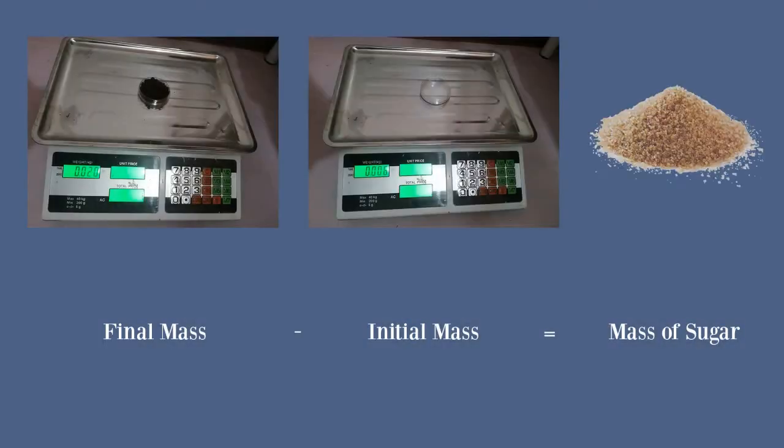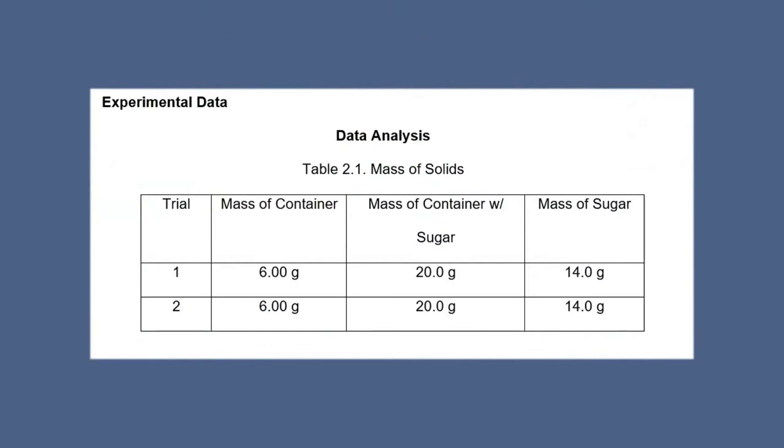For part B, experiment 1, we were able to calculate the mass of sugar by simply subtracting the initial mass of the container from its final mass where the sugar was added. We were also able to convert the mass to decagrams and pounds accordingly, stating our answers in scientific notation.